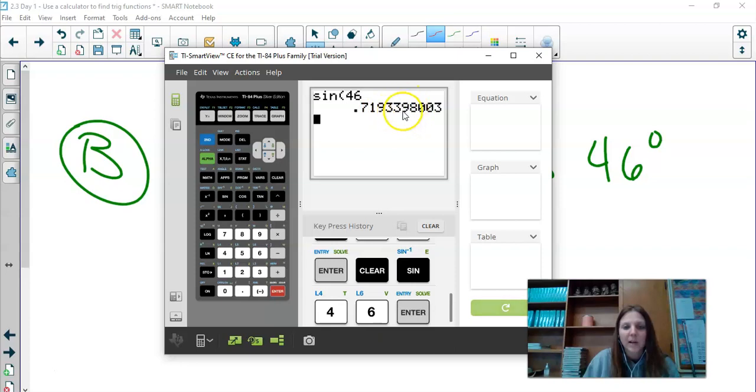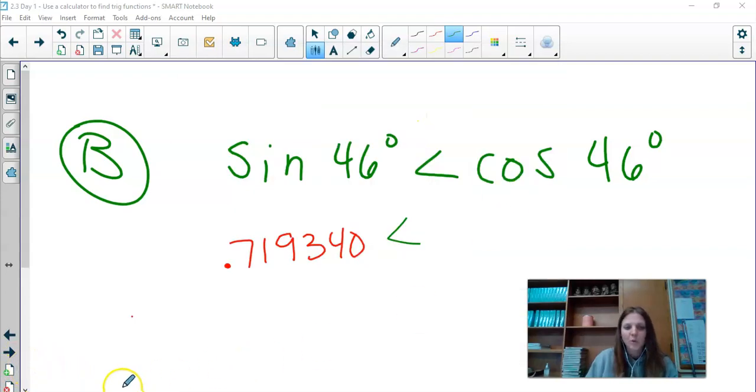Okay, here we go again. I've got a 9 directly followed by an 8. So I'm going to have to round this up. Well, the next number after 9 is 10, so let's actually look at both of these numbers. This 39 is going to round up to 40. So it's going to be 0.719340.